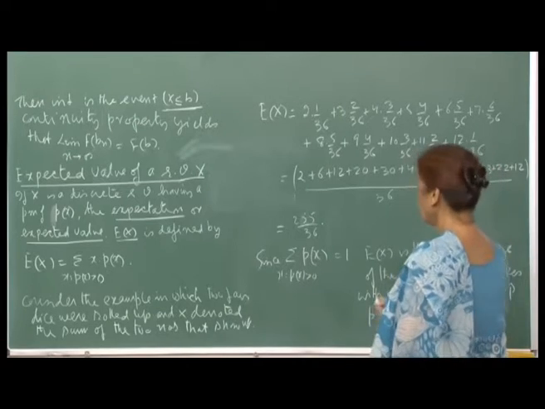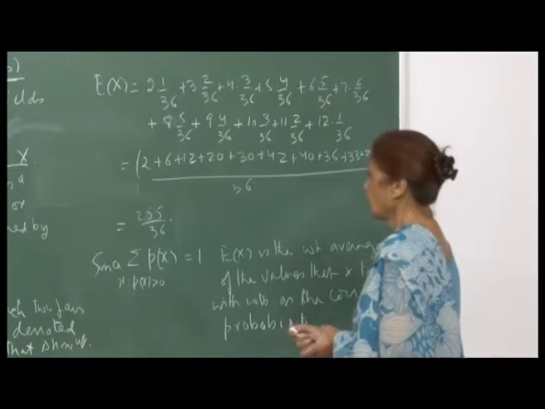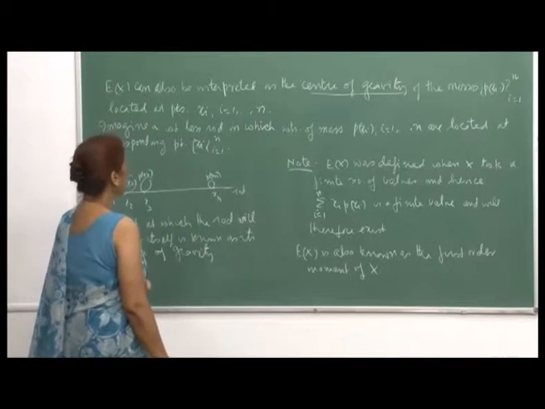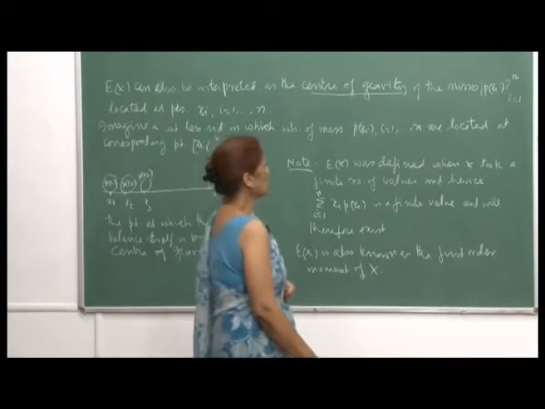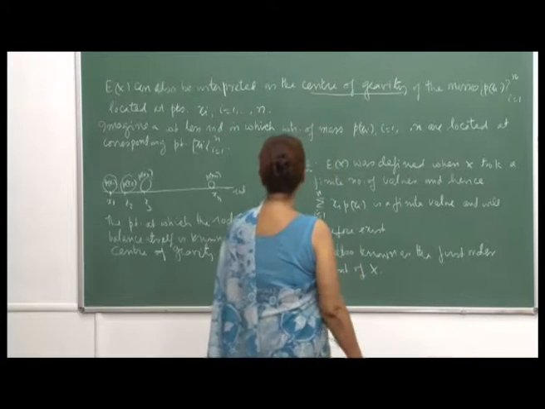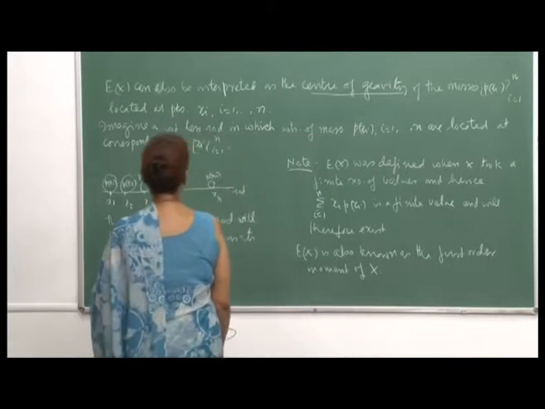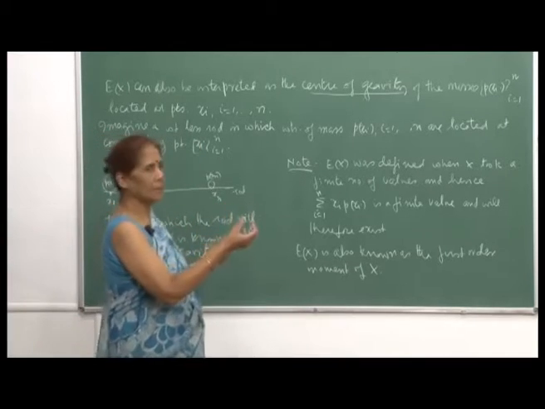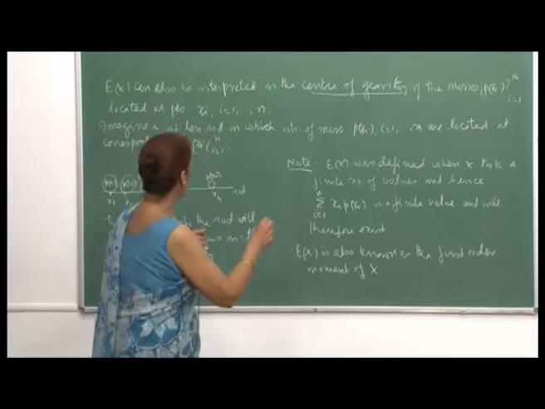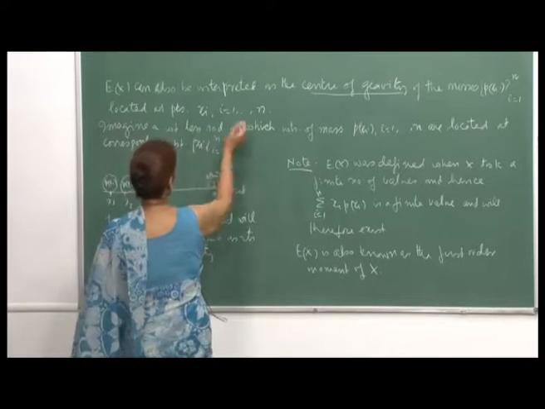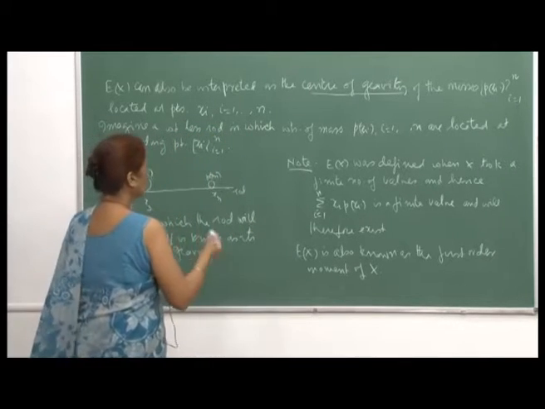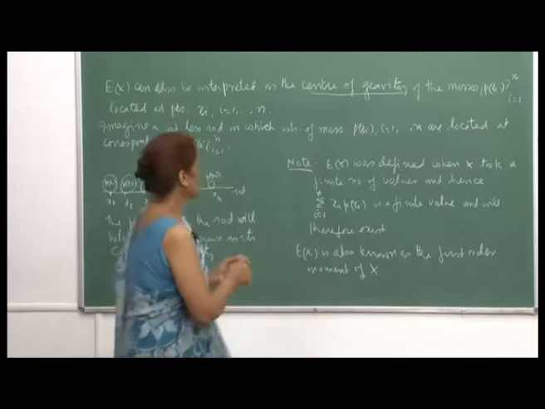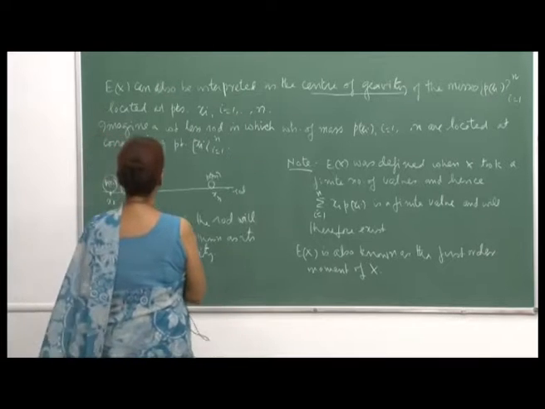So, there can be some more interesting interpretations of the expected value, which I will show you right now. E[X] can also be interpreted as the center of gravity of the masses p(x_i), i varying from 1 to n, located at points x_i, i varying from 1 to n. That means you can imagine that the p(x_i)'s are the masses which you place at the corresponding points x_i's, and then the center of gravity of this distribution of masses is the same as the expectation of X.